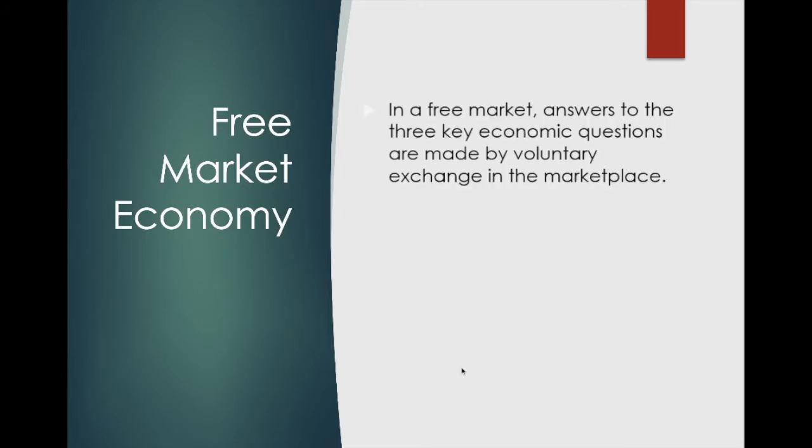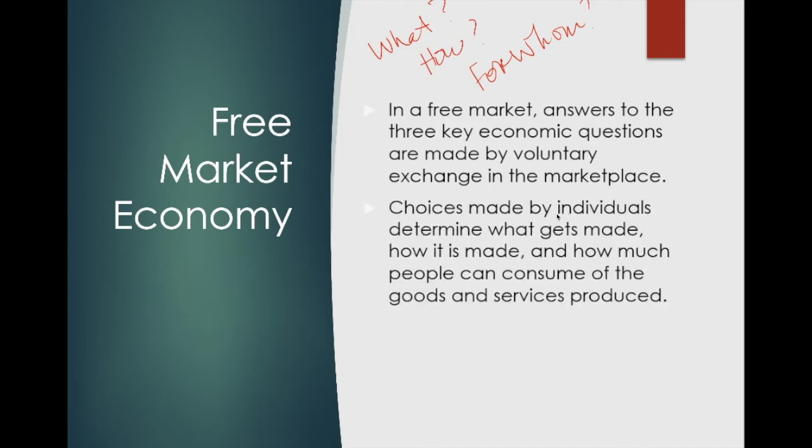So in a free market economy, you have three key economic questions. Remember, they are what, how, and for whom. And in a free market, it's all about how we answer these questions. We have all of these choices made by individuals. For instance, a producer: producers are defined as someone who makes and provides a good or service. And then you have consumers, someone who consumes it, partakes of it, buys it. So the choices are all up to these individuals and how they're going to answer the questions.